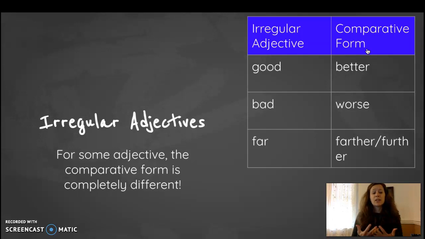Then there are some irregular adjectives, which completely change spelling. Some irregular adjectives include good, and the comparative form is better. Bad becomes worse in the comparative form, and far becomes farther or further.